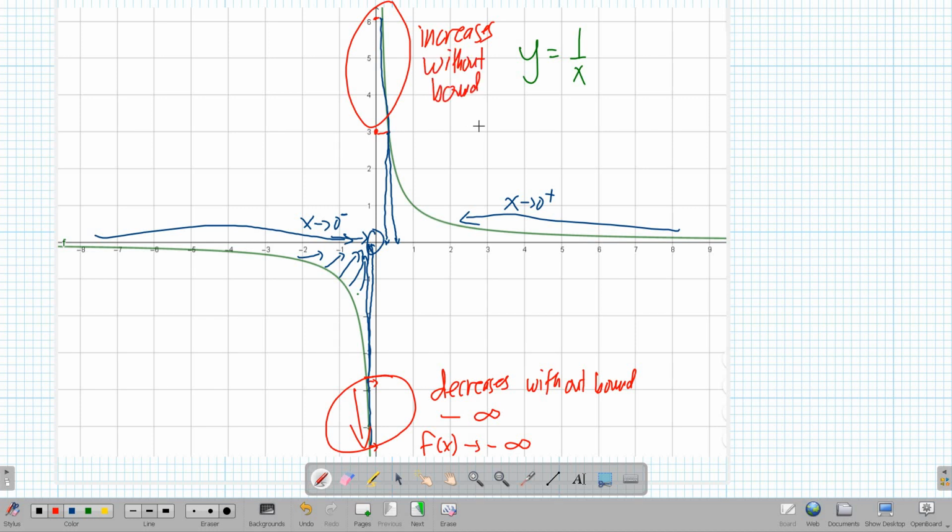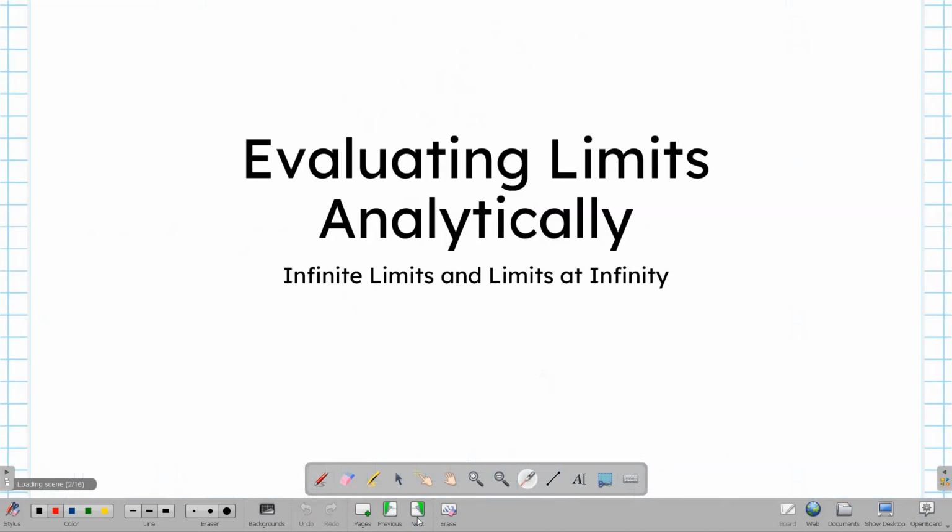Without bound. And as they increase without bound, our x values go closer, or approach, and the f of x values approach, this time, positive infinity. These concepts are the concepts behind infinite limits. Let's first define infinite limits.